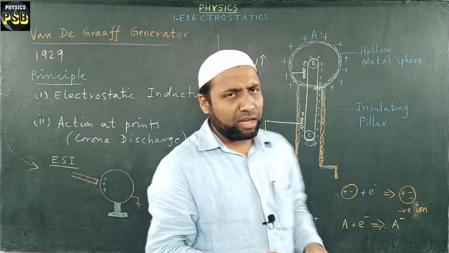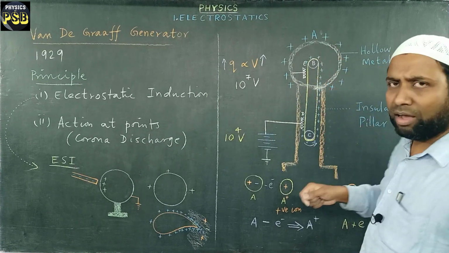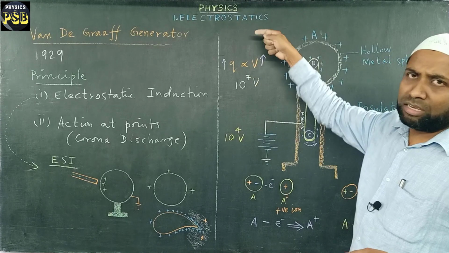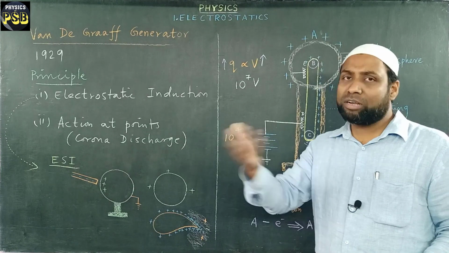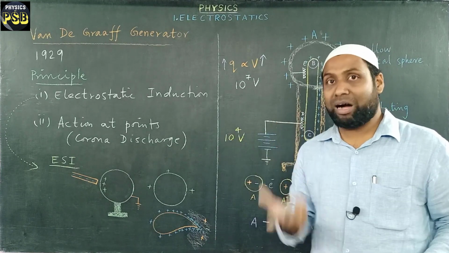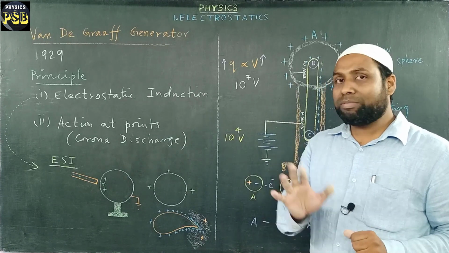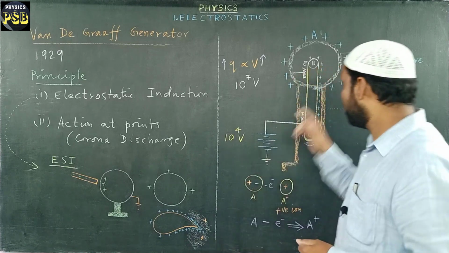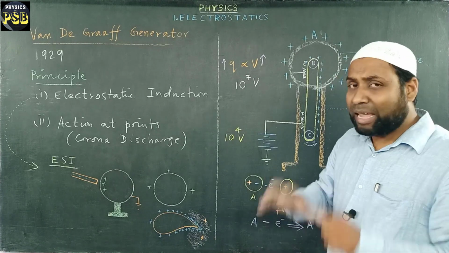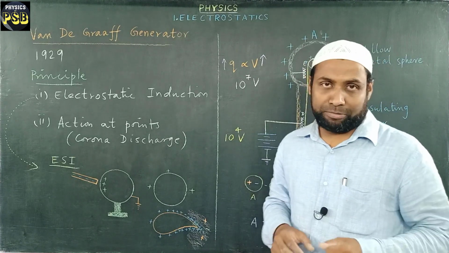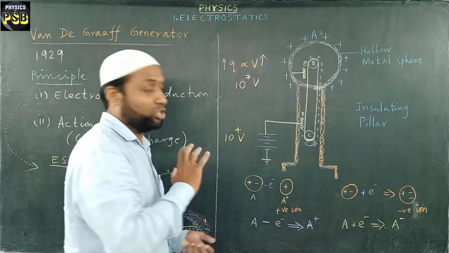Okay, here when we keep providing charge to the hollow metal sphere, the voltage is increasing. At one point, what happens? It starts leaking out charges in the form of sparks. So we need to stop that phenomenon. To stop that, to reduce the leakage of charges from the metal sphere, what is done?